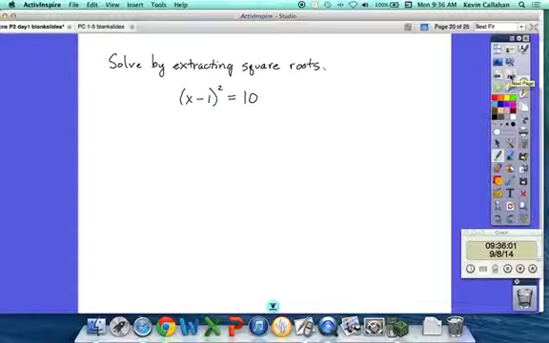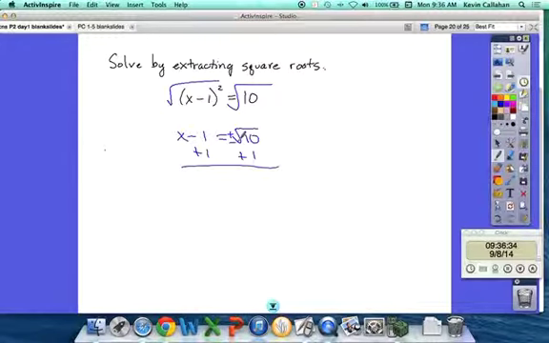Okay, here's another. Take the square root, as long as what's on the left is a perfect square, then take the square root of both sides. What's the square root of x minus 1 squared? X minus 1. And the square root of 10. And then we haven't solved for x yet. Add 1. Add 1. Actually, that's a plus or minus the square root of 10. So that is x equals 1 plus or minus the square root of 10.